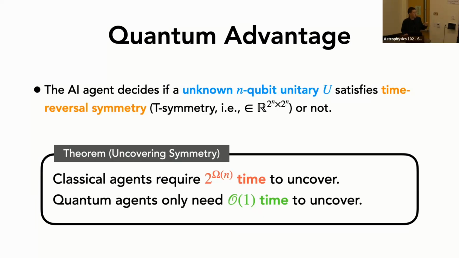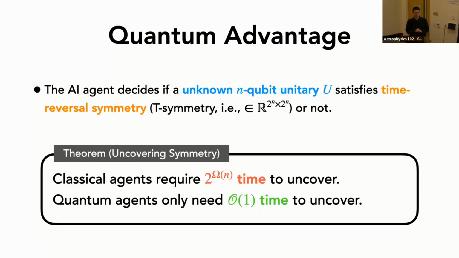And for this task, we can also show a similar exponential separation. What can a classical agent do? It can prepare an arbitrary state, evolve under the unitary, and then just measure it to obtain classical data from each experiment, process it classically, and select the next experiment, doing it iteratively. Such an agent would require an exponential amount of time in order to uncover whether the unknown unitary has time reversal symmetry or not. On the other hand, the quantum agent only requires a constant amount of time to distinguish between the two cases.